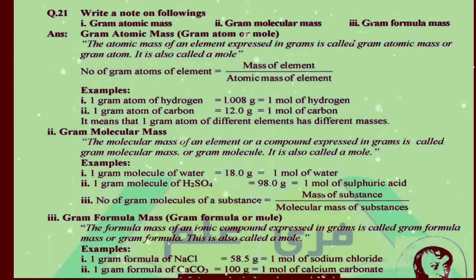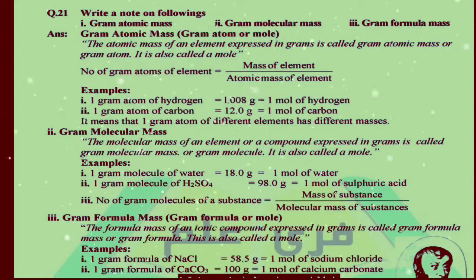Similarly, 1 gram atom of carbon is equal to 12 gram, which is equal to 1 mole of carbon. It means 1 mole of carbon contains 12 gram of carbon, and so it means different atoms have different masses.